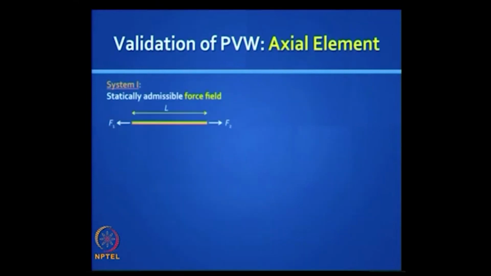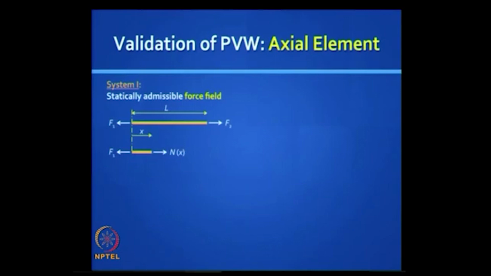Now we will show a simple validation of this theorem, because it is a powerful theorem. Let us look at one bar. Let us look at system 1, where you have a statically admissible force field. So you have forces F1 and F2, and you have an internal force at any location n.